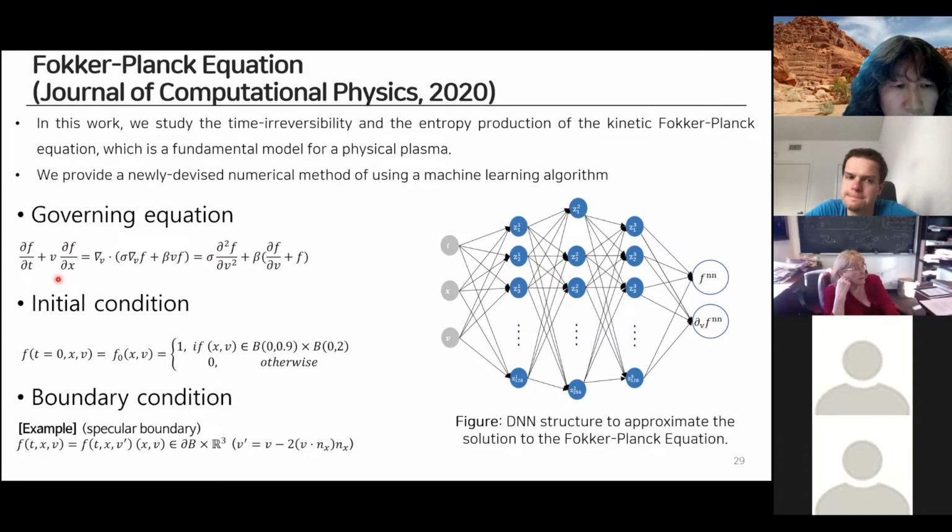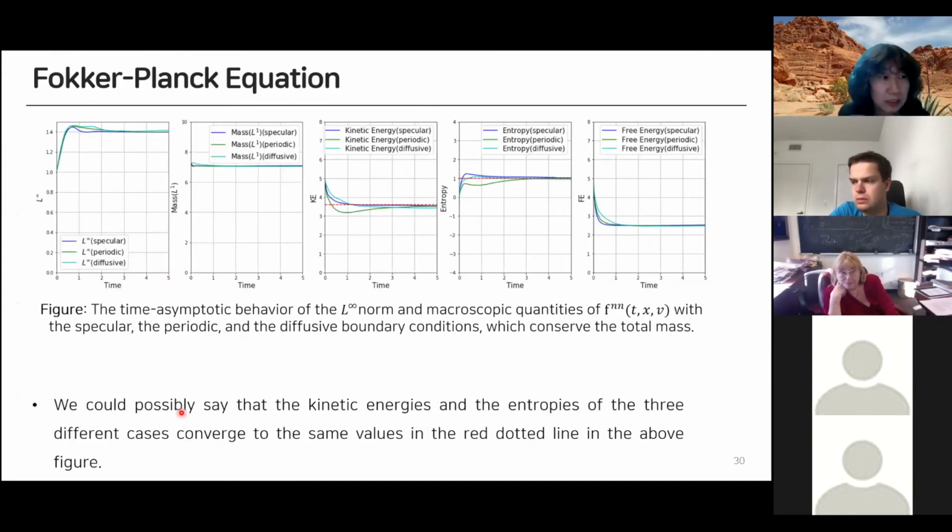This is the transport term, together with the diffusion and drift term in V. This is the so-called kinetic Fokker-Planck equation, as you know. And we are given the initial condition and the boundary condition. Here I imposed three different boundary conditions: specular reflection, diffusive reflection, and periodic boundary condition. All right, so here is the result.